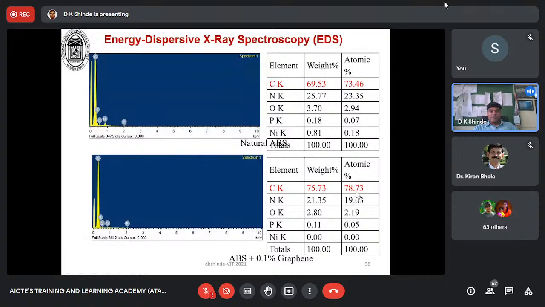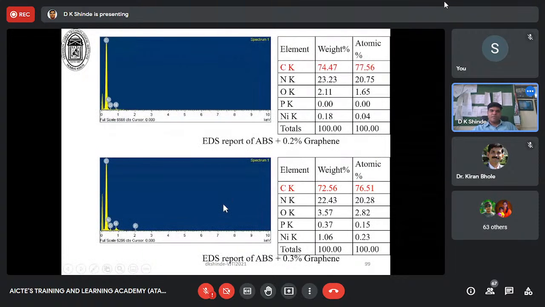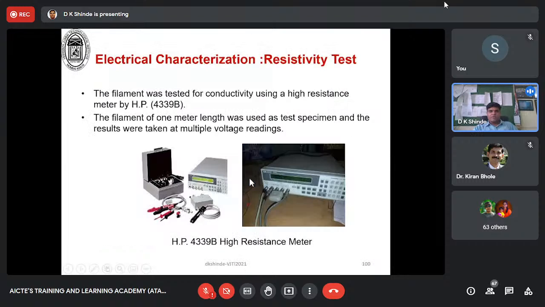Then we also did EDS analysis to see whether the graphene really contains carbon. Carbon pops up with the highest percentage, 65 and 73, and then the others. Part one is around 78%. We can see this here, and these are the graphs captured. Then 77 and 76 are the EDS results for 0.2 and 0.3.